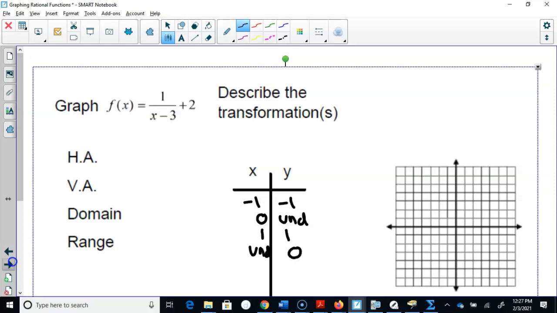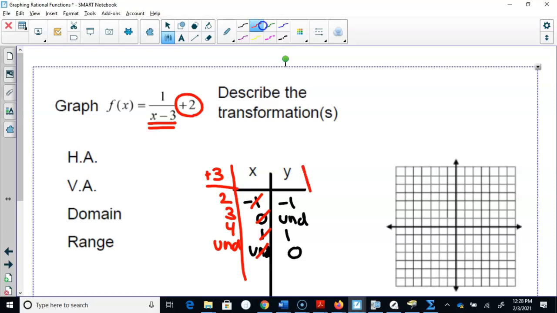Okay, next step, what am I going to do? I'm going to look and say, is anything going on inside? We do have a minus 3 on the inside, so I'm going to add 3 to everything. Negative 1 plus 3 is 2. 0 plus 3 is 3. 1 plus 3 is 4. And undefined is still undefined. On the outside now, I do have a plus 2.